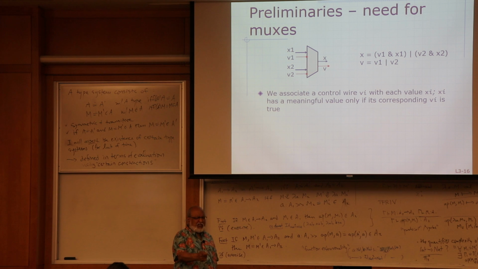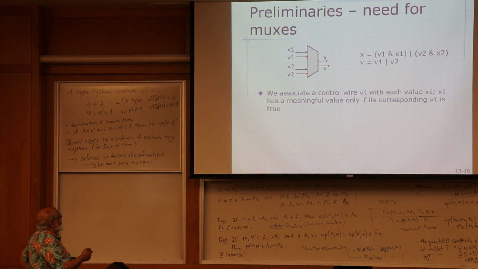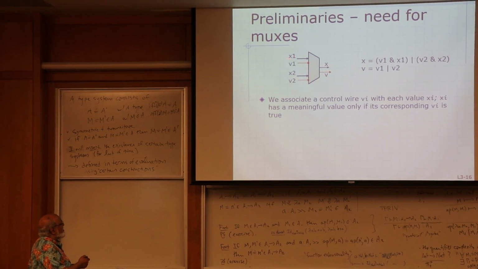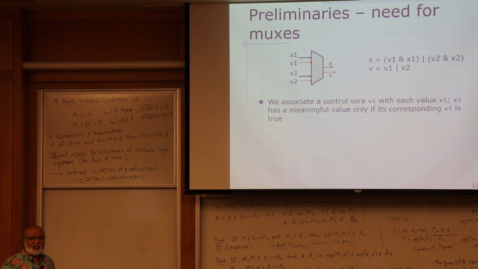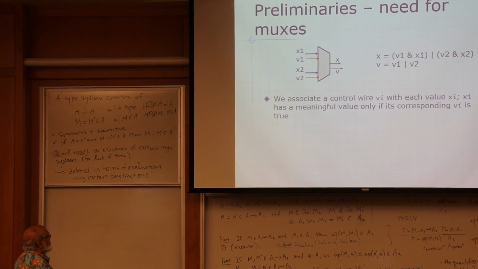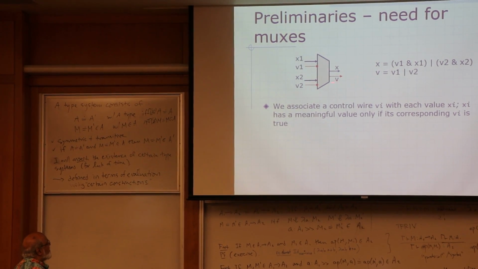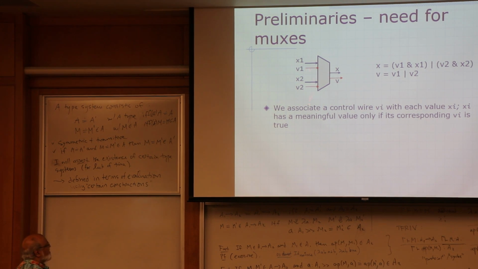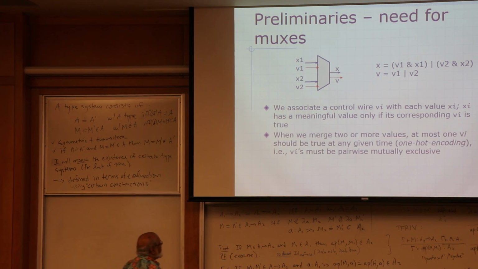So I need to introduce just a teeny bit of notation here, and I hope this makes sense. I'm going to give you a special kind of mux here. Remember, in our formulation, every data line has an associated valid bit, whether this data means anything or not. So I can mix them together and say, X gets either this or this, V gets either this or this, depending upon which one is true. And if both are true, hell will break loose, and this idea won't work. So in some sense, when we merge two or more values, at most one VI should be true at any given time.